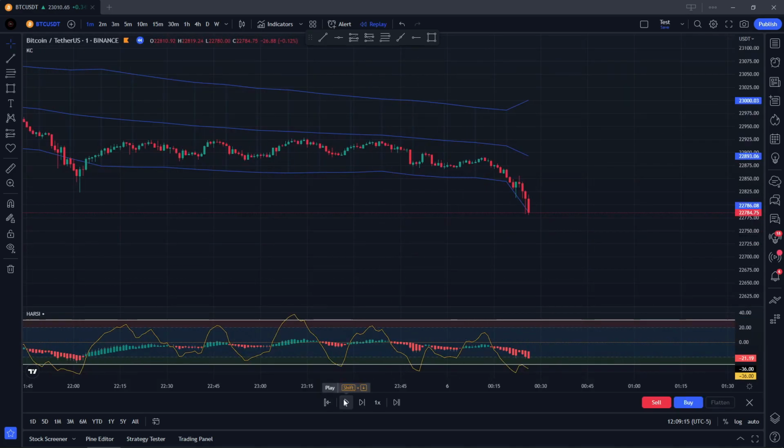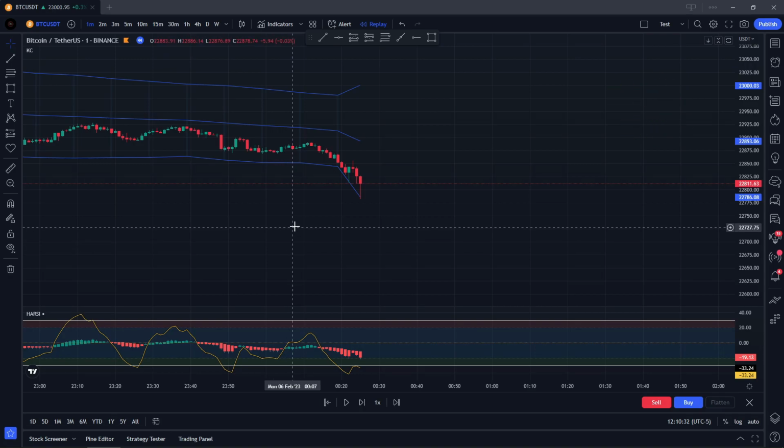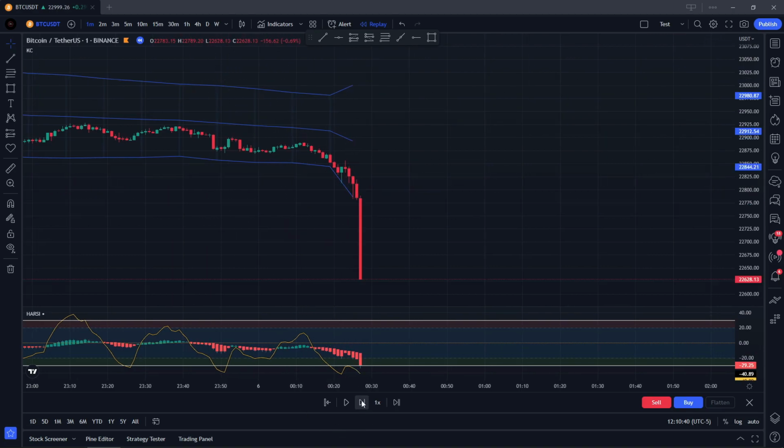Now we're going to look at a buy position first. Here we are on the Bitcoin USD. The first thing we're looking for on this indicator to set our gears in motion is to see price action dip below, for this bullish position, the lower Keltner channel. As we go through, we see it goes below.